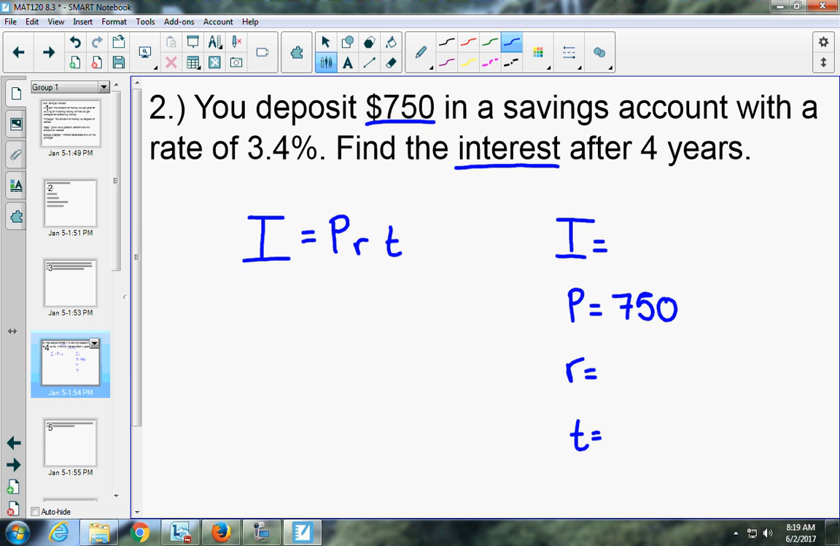You deposit $750 in a savings account with a rate of 3.4%. They tell us right there that 3.4% is the rate. That goes in my R spot. But remember, rates have to be in decimal form when I plug it into the equation. That means I need to take that decimal point and bump it 2 spaces to the left, which gives me 0.034 as my rate.